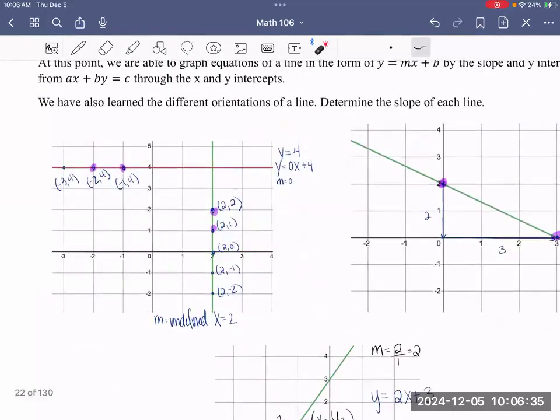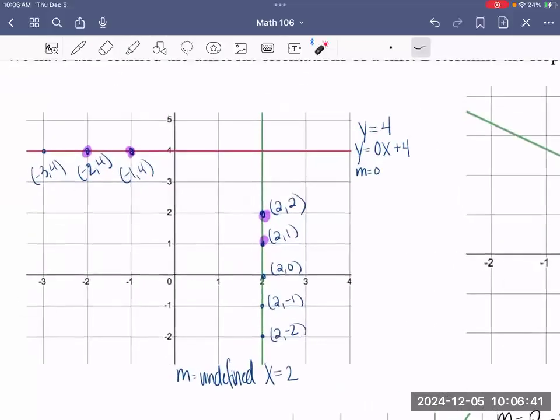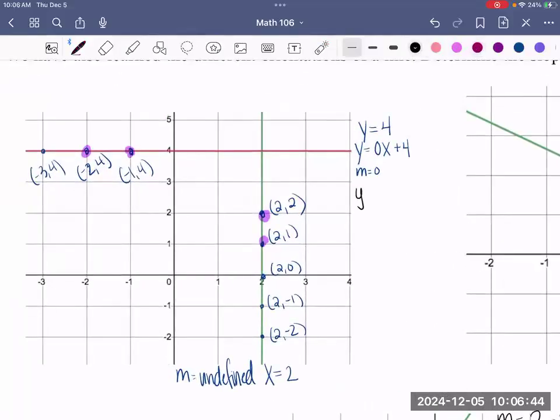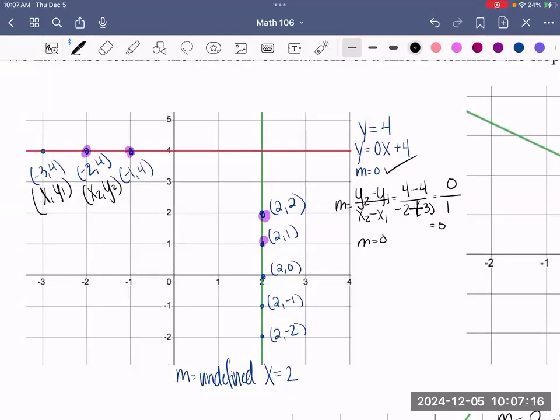So all of your slopes here are the exact same between your points. It's constant. Now, when we have a slope of 0 and a slope that is undefined, think about what we just learned about your formula: y2 minus y1 over x2 minus x1. Let's say this is x1, y1, and this is x2, y2. So when we take the difference, 4 minus 4 over -2 minus a -3, above we get 0, below we get 1. 0 over 1 is just equal to 0.